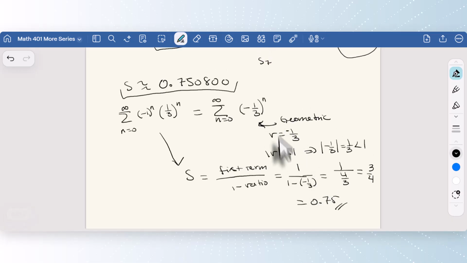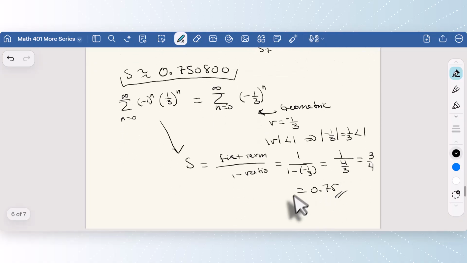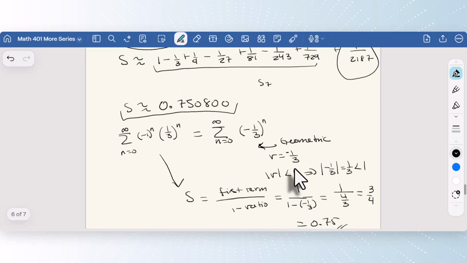Our r is negative 1/3 in this way because we combined the negative and the 1/3. They have the same exponent, right? So we can use that property of exponent. So r is negative 1/3. So here when I do 1 minus the ratio, it is 1 minus a minus 1/3. All right, so the exact sum is 0.75.